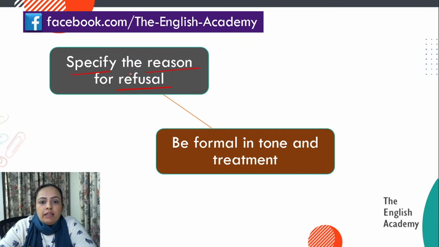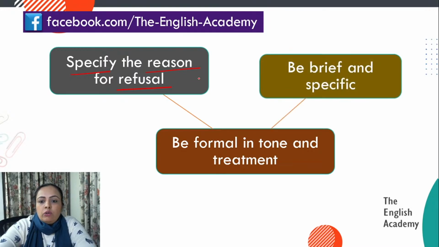So be ready. It may be given in the question that why you are not able to attend the question. Then you have to specify the reason in your reply. You have to be brief and specific, just as I told you earlier also. It is not a creative writing question. Again, there is a word limit to this. This is a short writing skill question, so you have to be brief and specific.